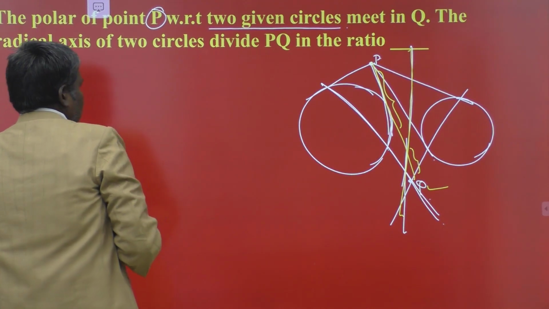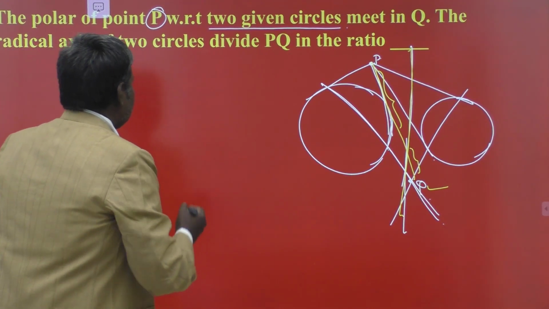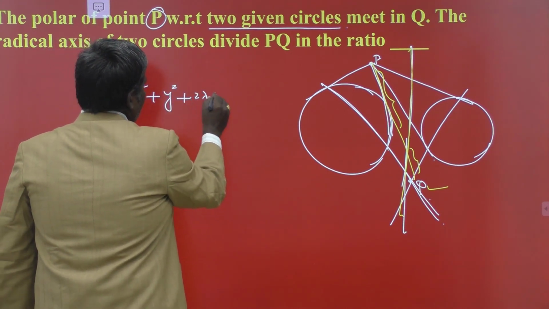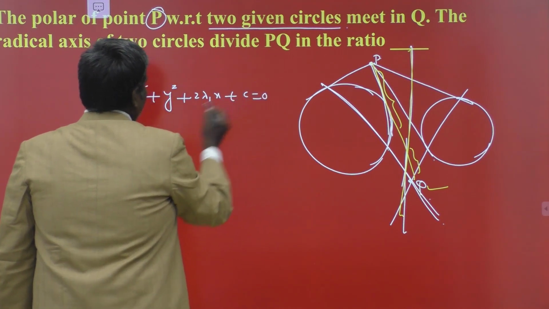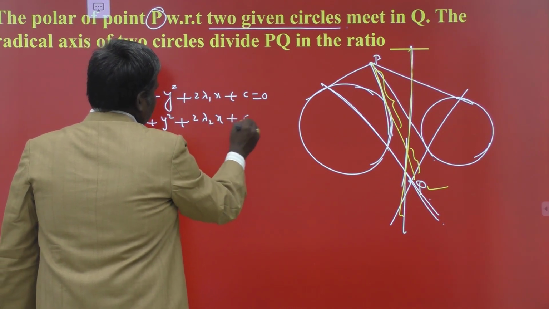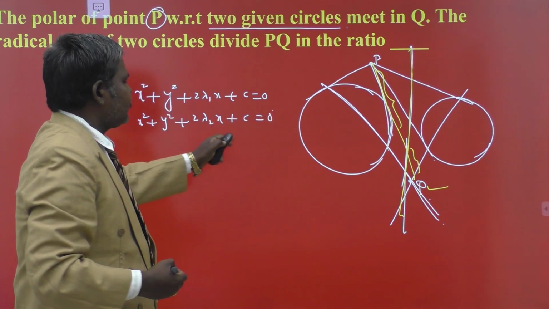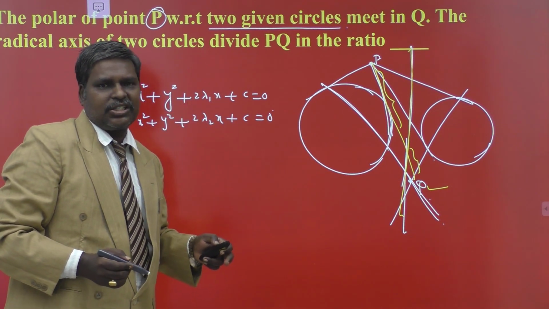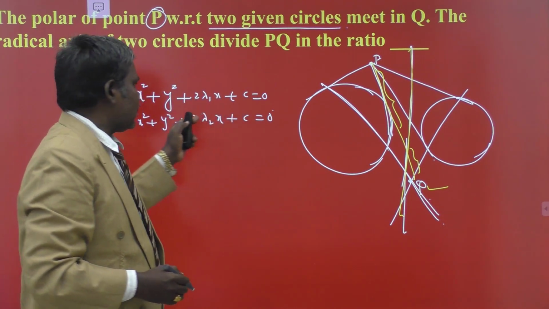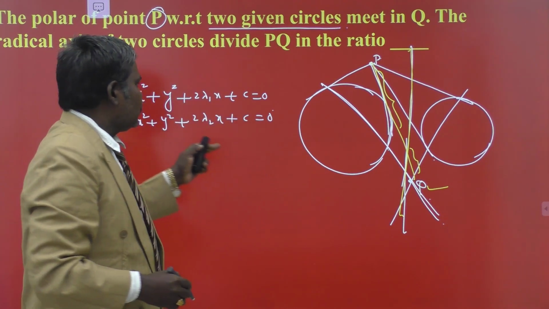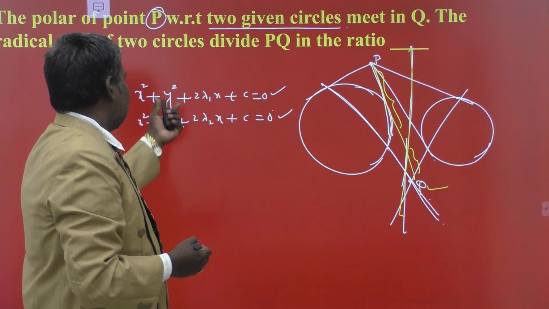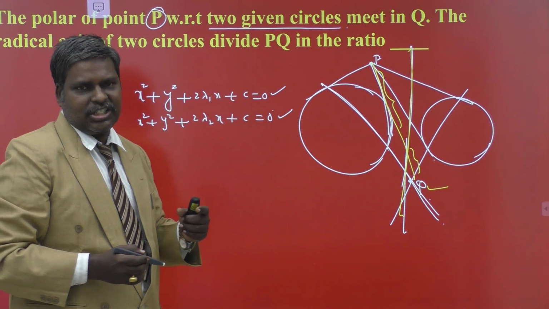We consider the 2 circles in this manner. For my sake of convenience, x square plus y square plus 2 lambda 1 x plus c equal to 0, and x square plus y square plus 2 lambda 2 x plus c equal to 0. This type of circles are called the standard form of coaxial system of circles. In your previous days this coaxial system was in your syllabus, but nowadays it is deleted for you. So you don't know about this circle, but I am considering it for this problem in this manner. Standard equation of coaxial system of circle is like that.